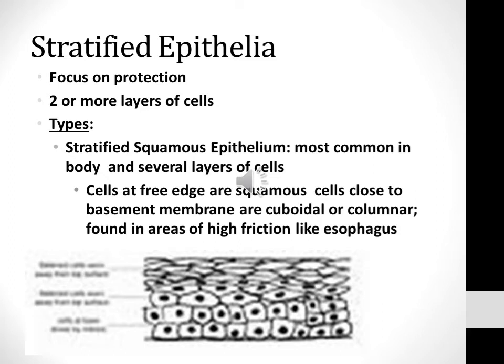But here they start out cubes at the basement membrane. Cell division occurs at that basement membrane, and as each new cell is formed, it's going to push toward the surface, and the old cells are sloughed off, or they kind of shed off at the surface. And that's a nice thing because then as they slough off, they allow things that might create friction to slide by.